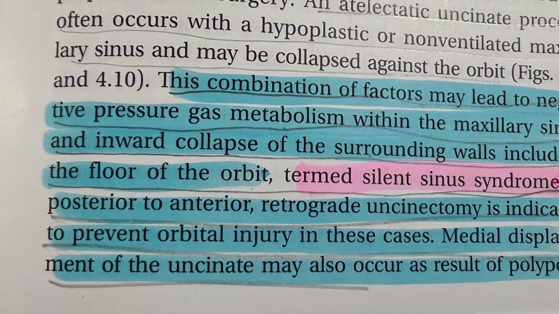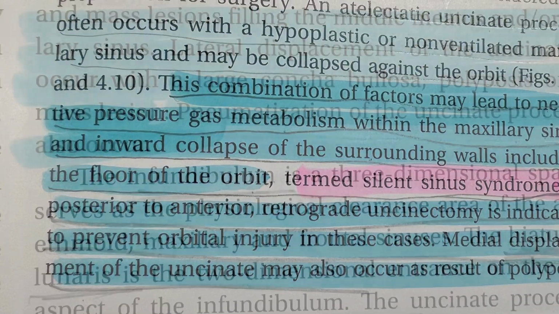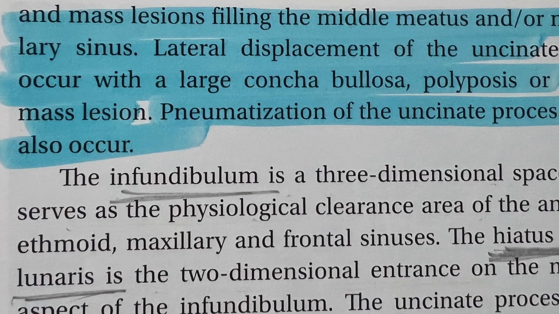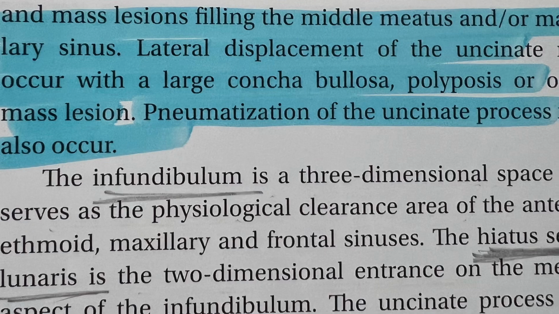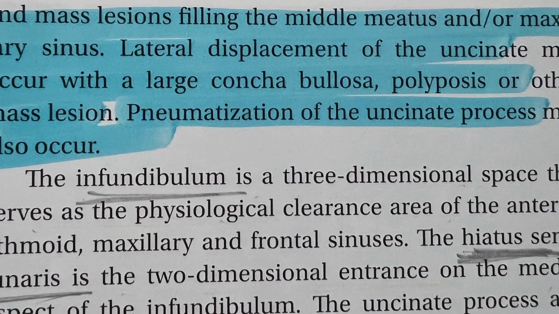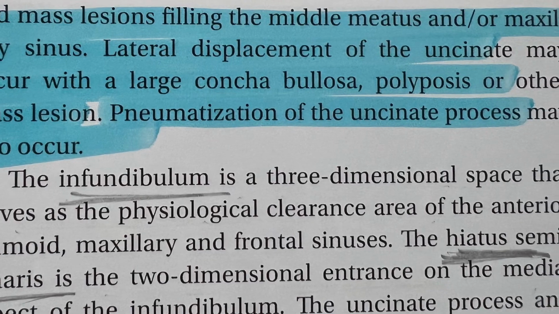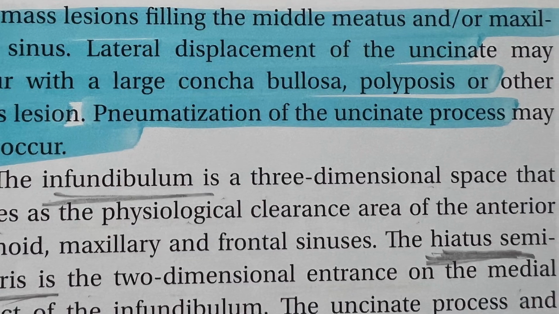Pneumatization of the uncinate process may also occur. So that may be a variant of the uncinate process which may coexist with silent sinus syndrome. Treatment mainly focuses on middle meatal antrostomy with endoscopic sinus surgery, sometimes requiring reconstruction of the orbital floor. So functional endoscopic sinus surgery is the therapy of choice in these types of cases.